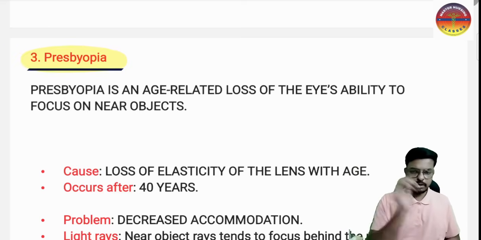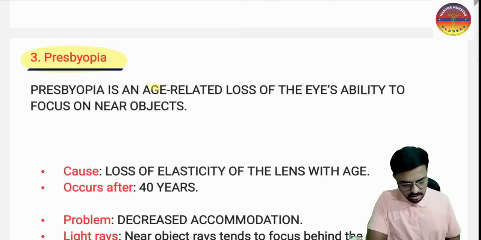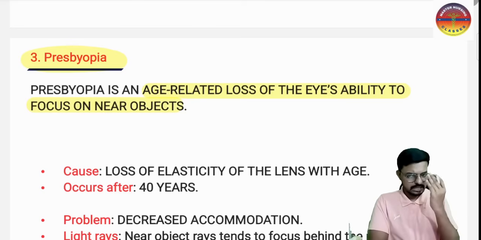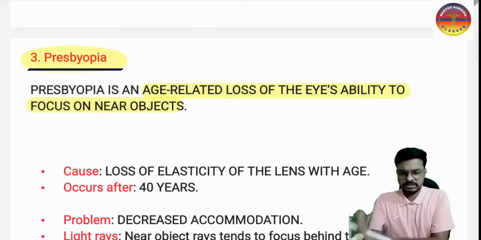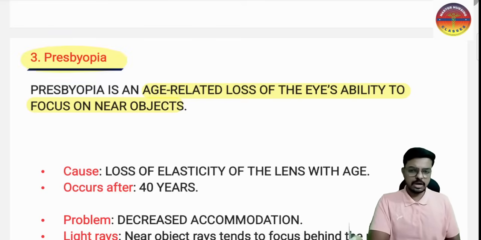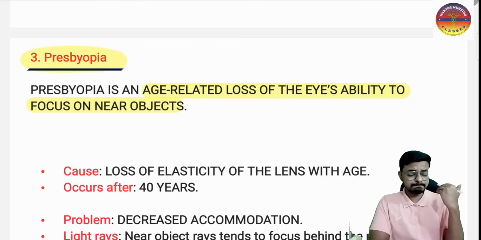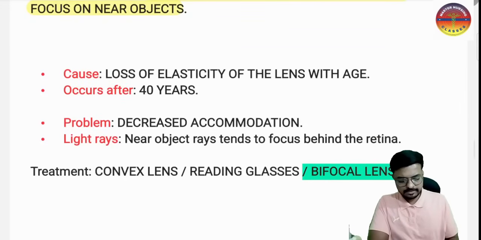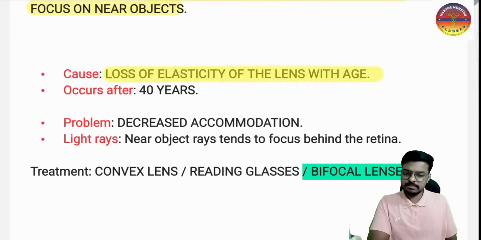That is presbyopia. Okay, so presbyopia is an age-related loss of the eye's ability to focus on near objects. So he is losing his ability to focus on the near object, so he is unable to see the near object, and the far distance object he is able to see. So hypermetropia or hyperopia in an old-age patient is presbyopia. The cause of this will be the loss of elasticity of the lens, which is due to the aging process, and age is usually 40 years and more.